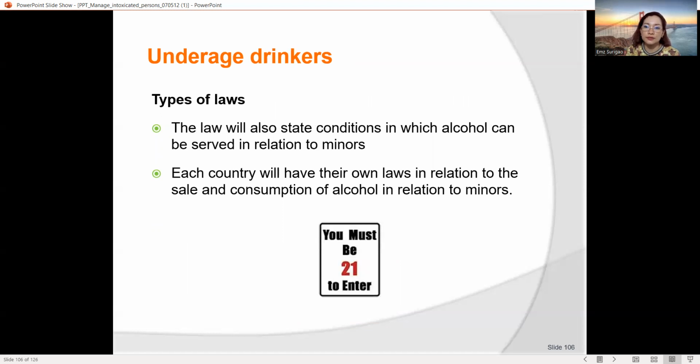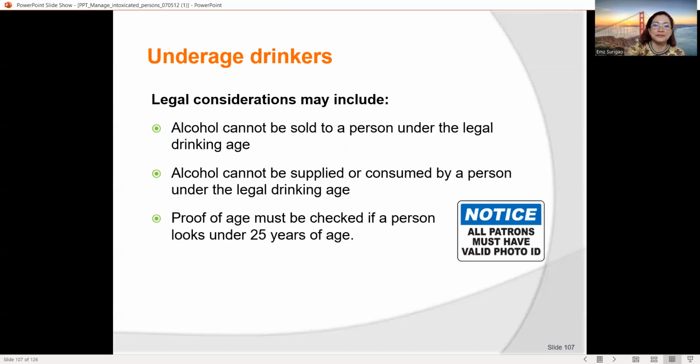Types of laws for underage drinkers. The law will also state conditions in which alcohol can be served in relation to minors. Each country will have its own laws in relation to the sales and consumption of alcohol in relation to minors. So you must be 21 to enter. Sometimes, guys, be careful because some of the IDs are not really stating the right age.